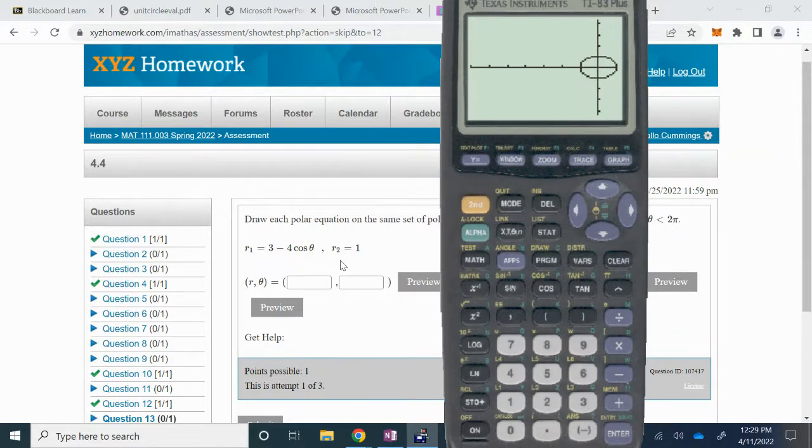I want you to realize that this second equation, r sub 2 is equal to 1, is nothing more than a circle with a radius of 1, right? So if I were to hit zoom decimal, that's just a circle with a radius of 1. Now I'm going to go back to r sub 1, highlight it so it'll graph, and now I'm going to put both graphs together.